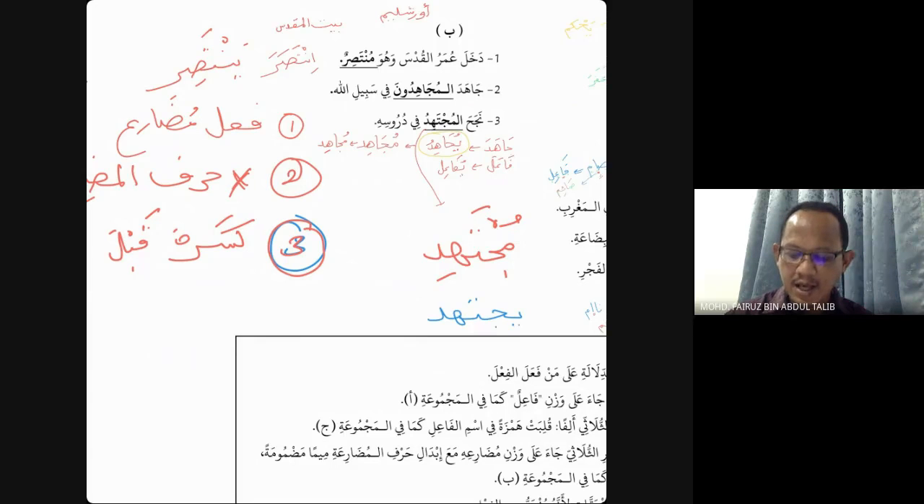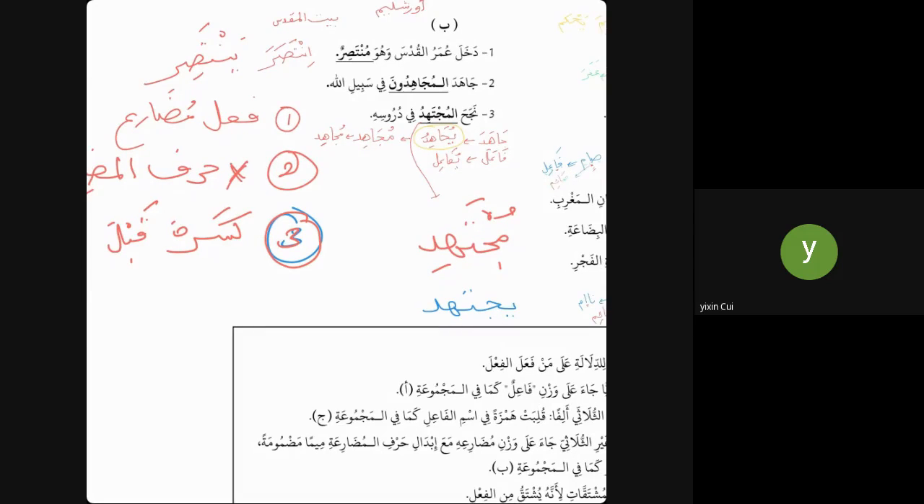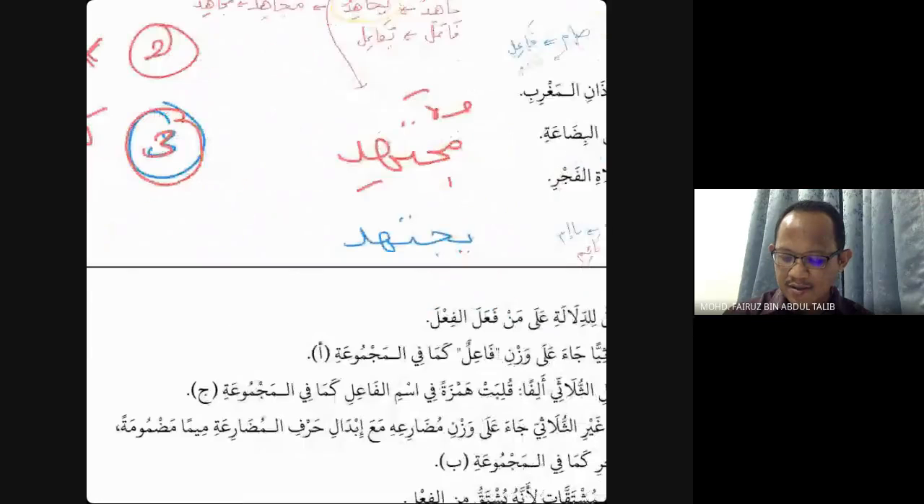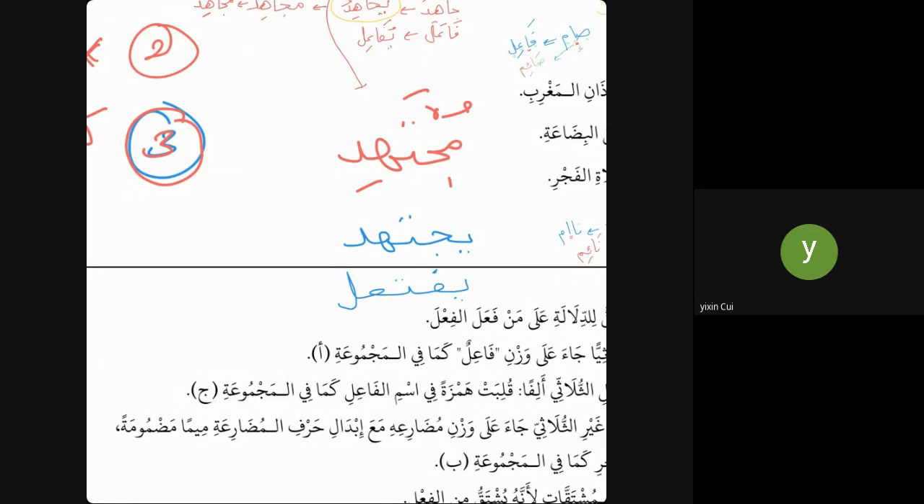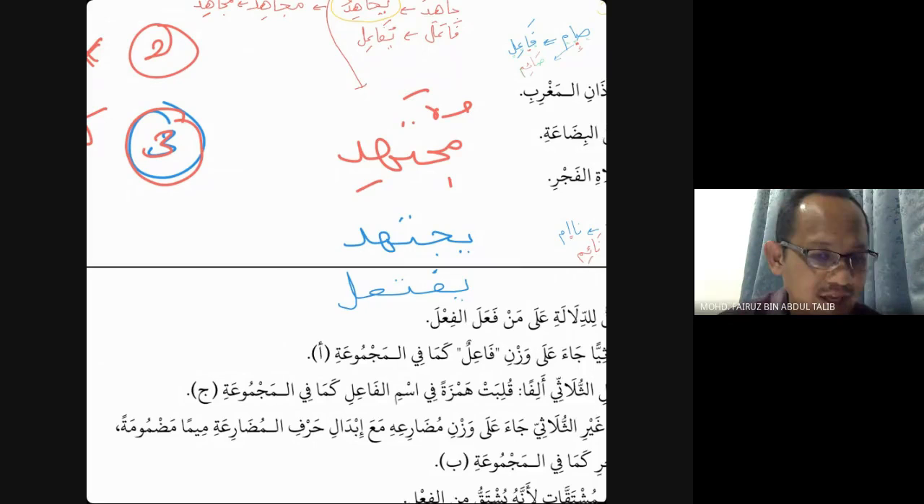The question is, how do you read this? This is the fi'il mudhari. Simply by replacing the mim with a ya, you get the fi'il mudhari. But the question is, how do you read the fi'il? This is where you need to refer to the table of wazan again. So when you have this word, how do you read this? Ya, fa, ta, ain, lam, from the previous lesson. Is it yafta'alu or yafta'ilu?